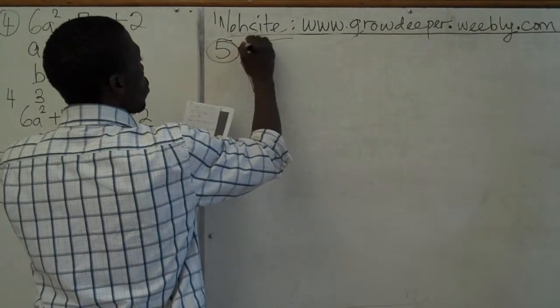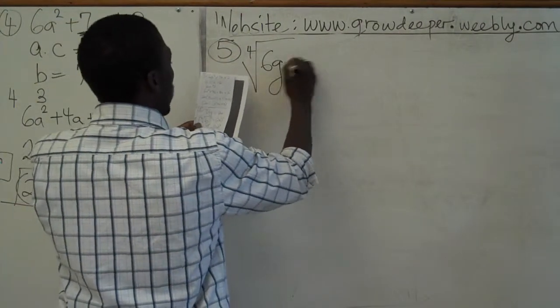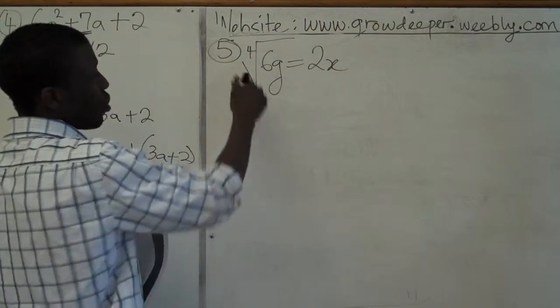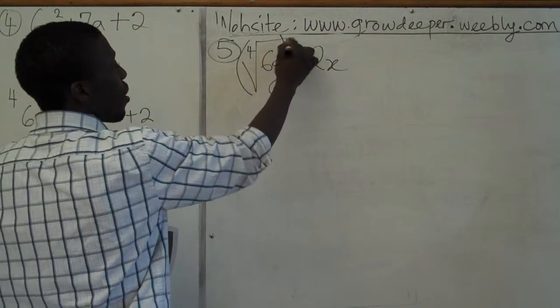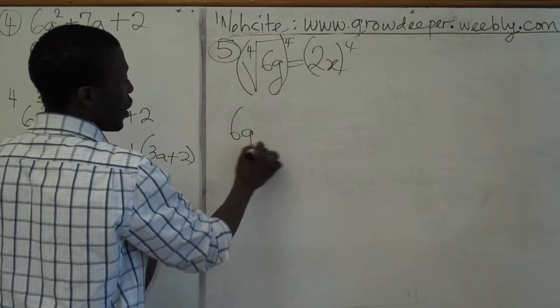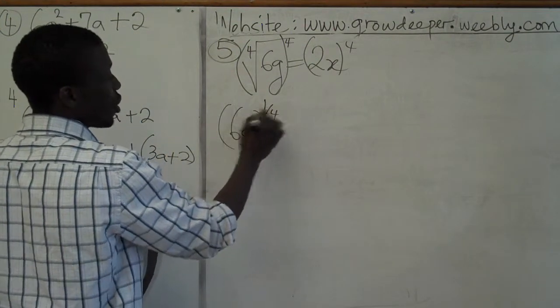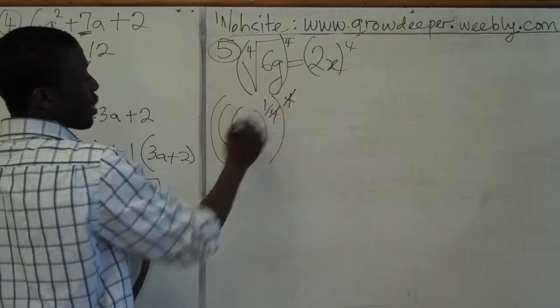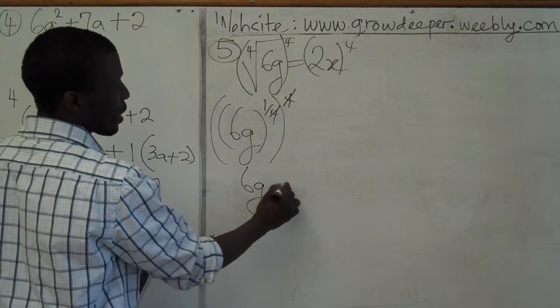If you have the fourth root of 6g is equal to 2x, it's the same thing. If you want to get g, you need to take the fourth power of both sides. Because what that does is that it takes 6g, which can be rewritten as 6g to the power 1/4, and when you multiply it to the fourth power, the 4's cancel. So 6g is the only thing on the left side.